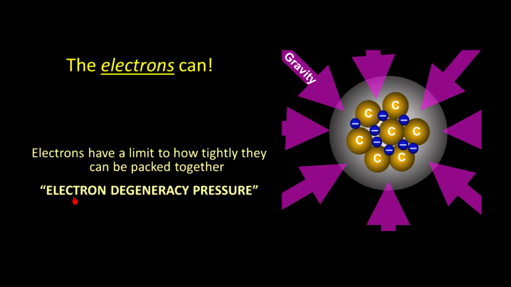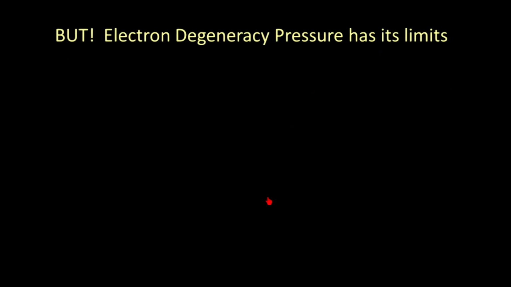So electron degeneracy pressure becomes strong enough and powerful enough that it halts gravity. It basically keeps gravity from shrinking the white dwarf any smaller. Now, this very same physicist who figured this out, and I'll tell you more about him in just a minute, also asked a very important question.